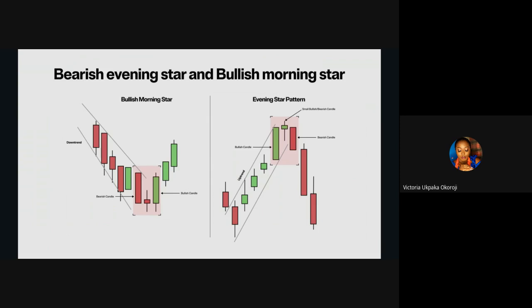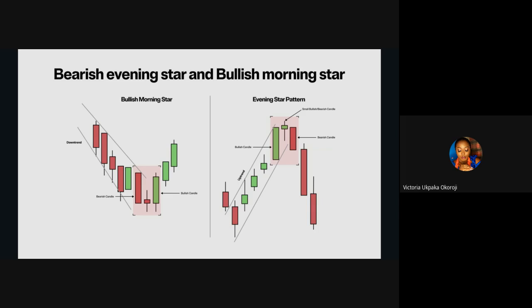This is a funny name. Bullish morning star. Bearish and evening star pattern. Okay, so now look at this. You must have noticed something.